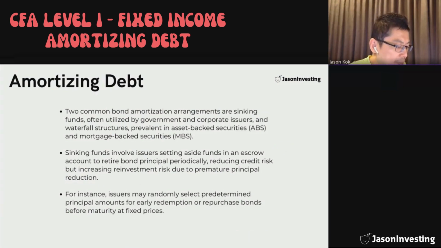And what the company will do is they will put the money into the sinking fund, and depending on how it's used, the sinking fund will eventually buy back some of the bonds. And these are like prepayment in the sense of a mortgage prepayment. So the lenders would have the reinvestment risk. And then the issuers may randomly select predetermined principal amounts. So note this part where it's randomly selected. So the bondholders are being randomly selected in this case.